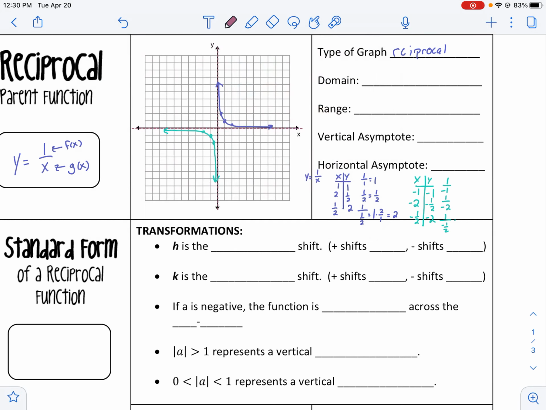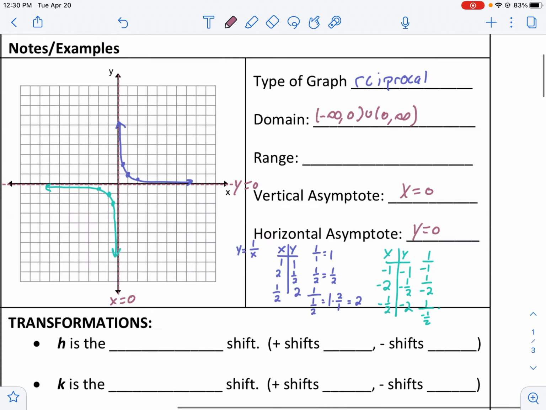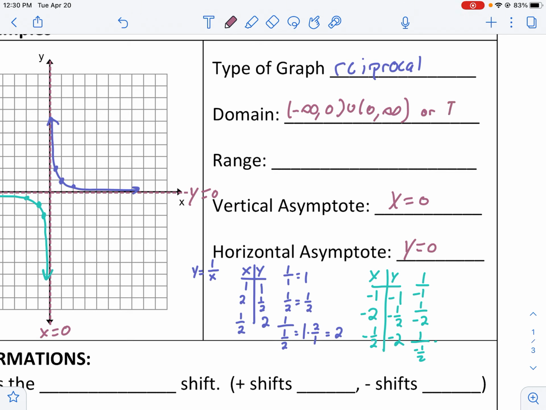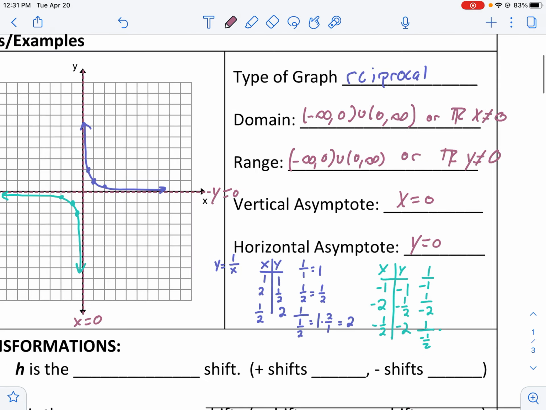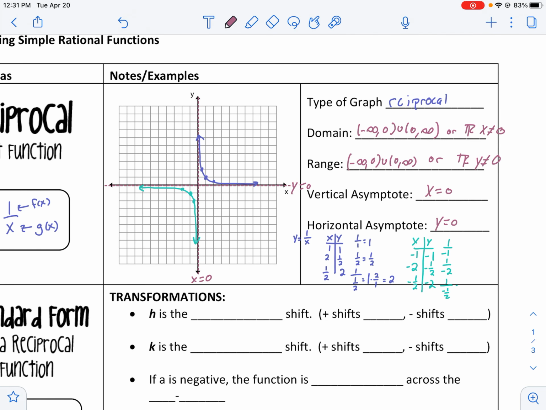All right. So that vertical asymptote ended up being x is equal to 0, right? Here's our vertical asymptote. Our horizontal asymptote ended up being y is equal to 0, right here. The domain of this function would be from -infinity to 0, union 0 to infinity, because it skips over 0 in the domain. Or you can write all real numbers. X cannot be 0. For the range, we do the same thing, -infinity to 0, union 0 to infinity. Or again, you can say all real numbers, but this time y cannot be equal to 0. All right?